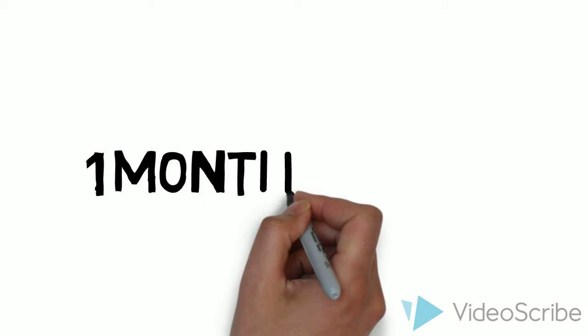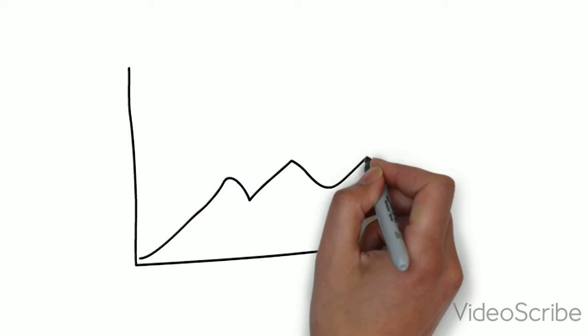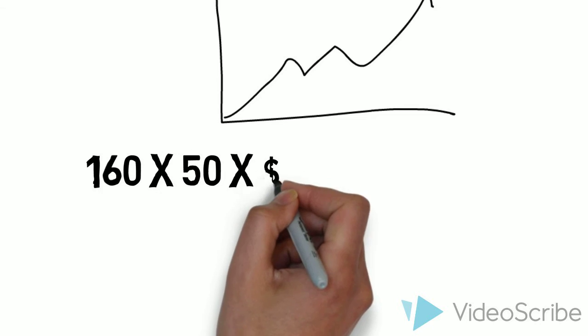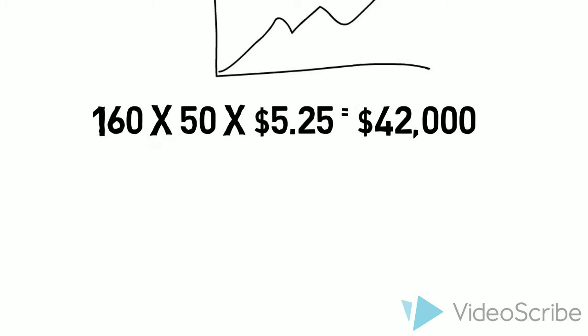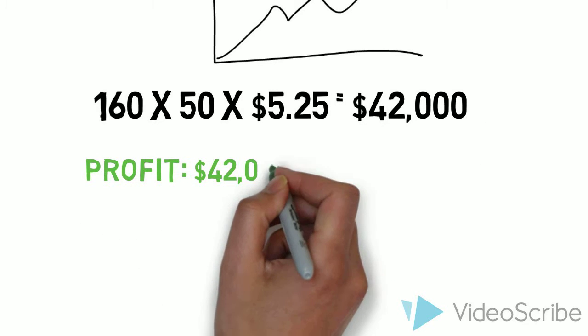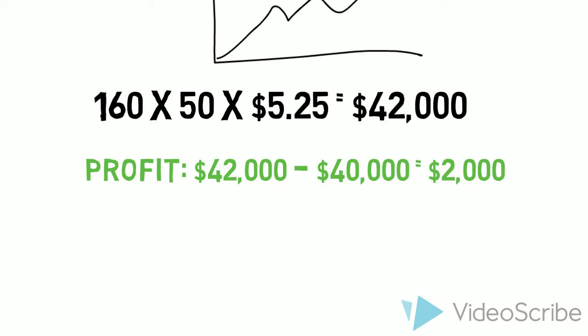One month later, the price of wheat goes up to $5.25 and brings the value of the contract to $42,000. If he believes that the price will go down in the next few months, he could sell the contract for $42,000 and keep the profit of $2,000. He will effectively double his initial investment of $2,000. As you can see, trading on futures margin is highly leveraged.